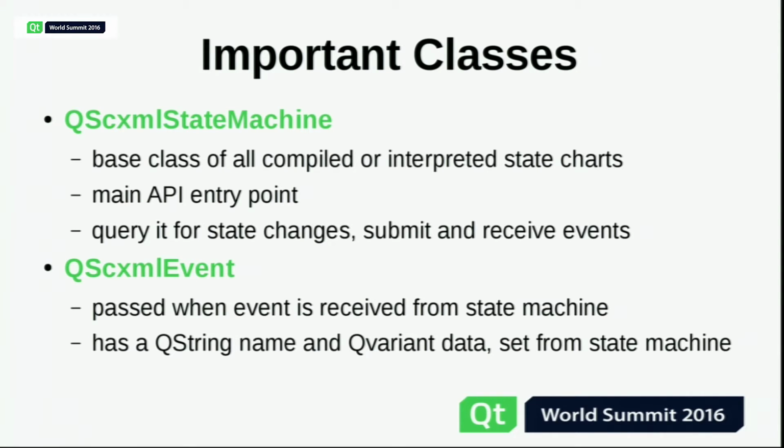And related to events, the class of those events is QScxmlEvent. They have a name, and they can have data, which is a QVariant, and customarily it's often a QVariantMap, actually. And the state machine will send those out, or you can pass them in when submitting an event.